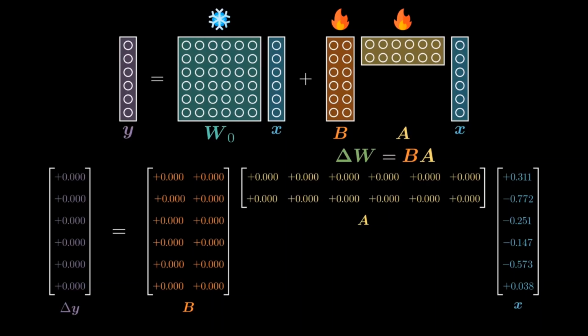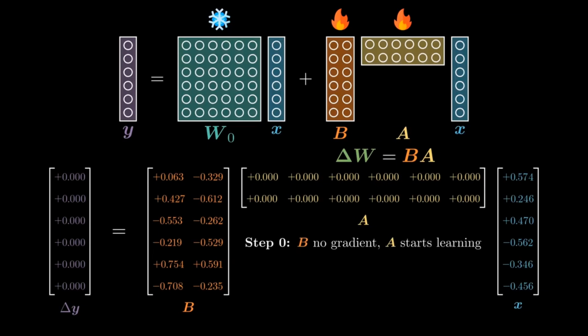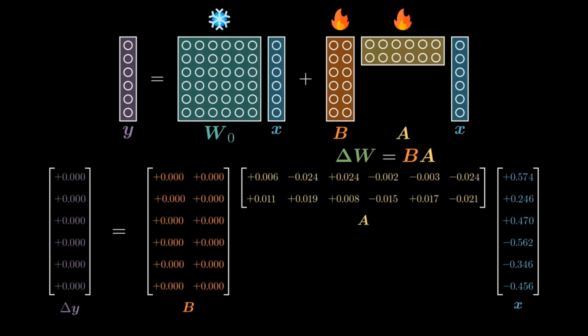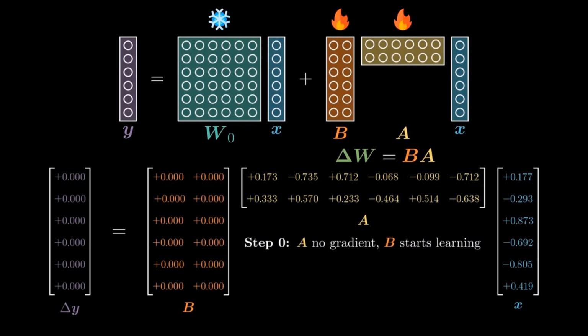This gives us two possible choices. We can start with a random matrix B and a 0 matrix A. At the very first training step, the matrix B receives no gradients, but the matrix A starts learning. After the first step, both B and A can learn without problems. Alternatively, we can start with a 0 matrix B and a random matrix A. This approach also ensures that the initial output correction is 0 for any input vector. At the first step, the matrix A receives no gradients, but the matrix B starts learning. After the first step, both B and A can learn.